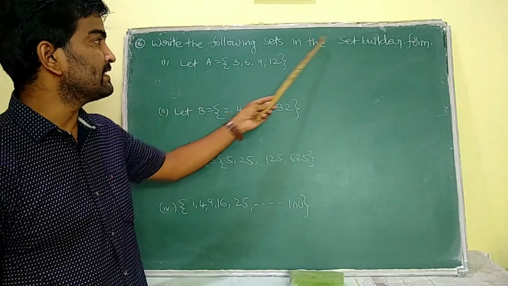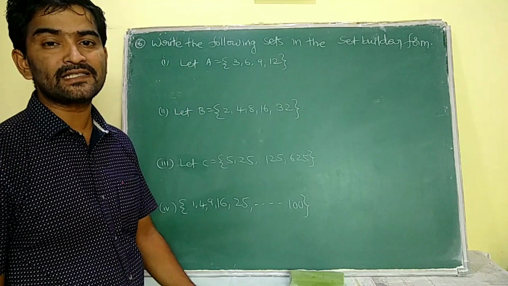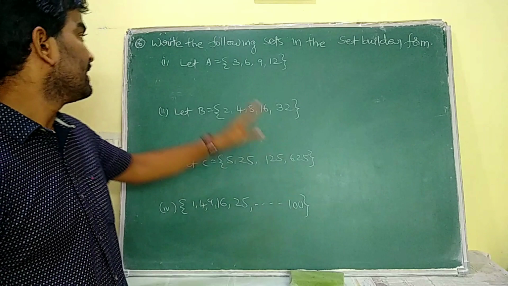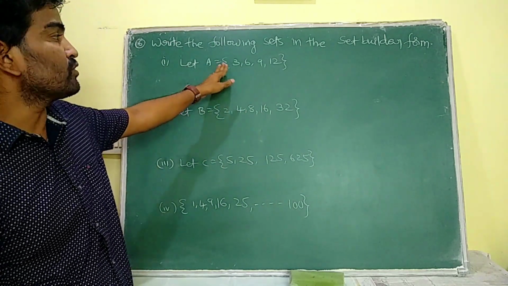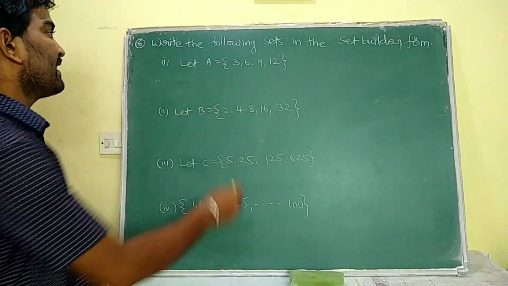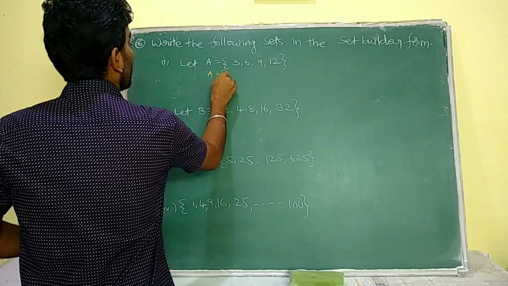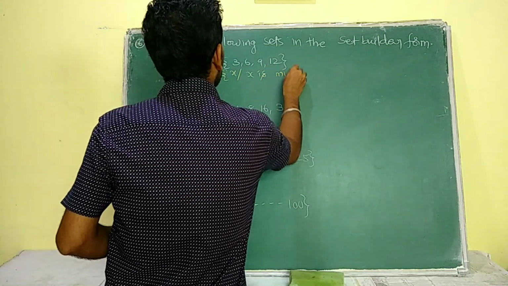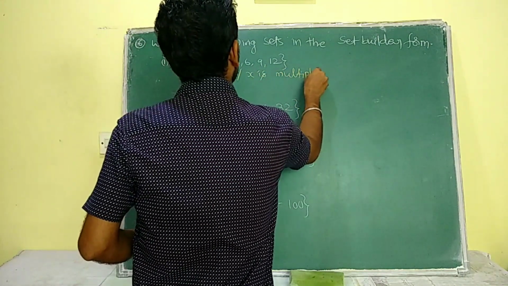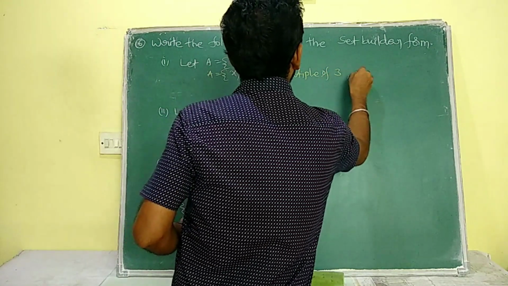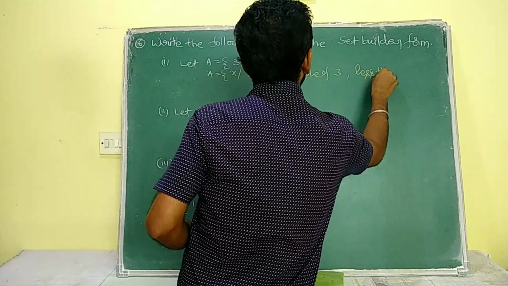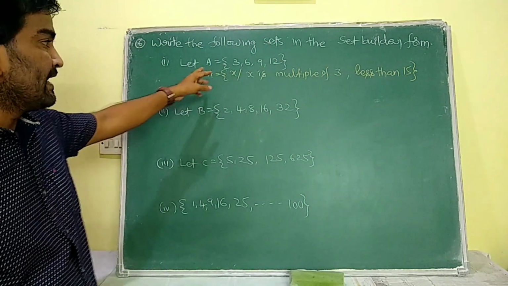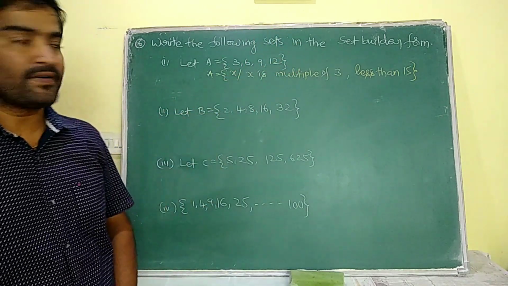Sixth question. Write the following sets in the set builder form. He gave the sets in roster form and he is asking us to express them in set builder form. Here the first question is, let A is equal to 3, 6, 9, 12. Simply I may write this one as, see, x such that x is a multiple of 3 less than 15. I may write like this.